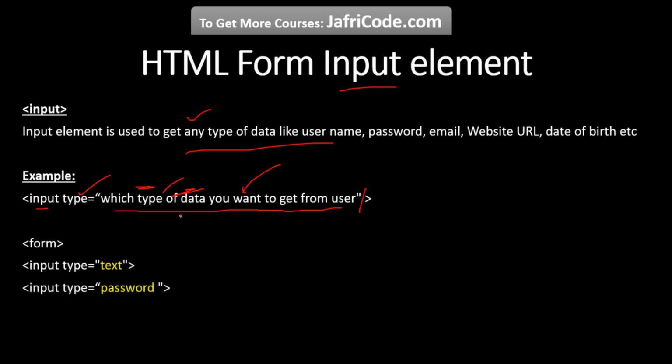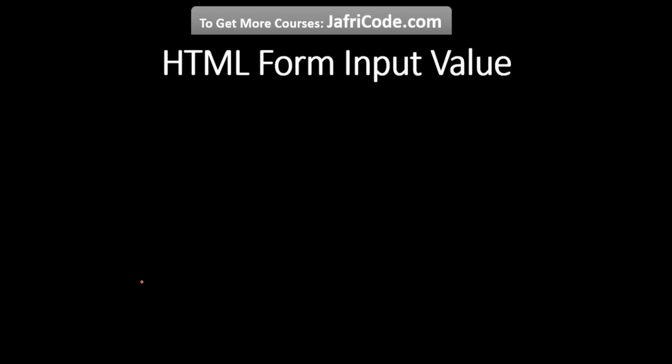For example, you can see that this is a form container. Inside I used an input type attribute with text. It means I will get text type data from the user. This one means I will get password type data from the user. In the next slide I will share different values with you. The input type is the attribute which takes different types of values that I will share with you.